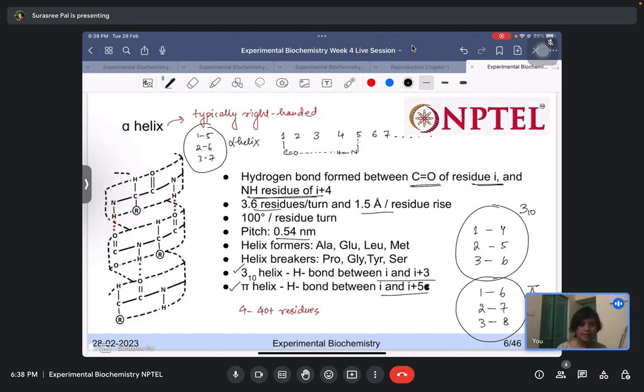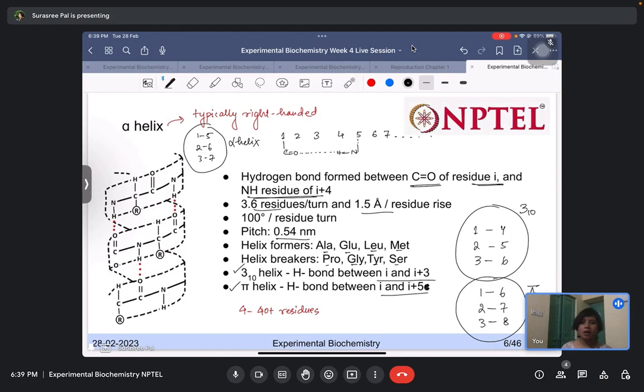There are several amino acids which either form the helix or break the helix. So what are these amino acids? Helix formers are alanine, glutamate, leucine, methionine. These are the amino acids which form the helix, whereas proline, glycine, tyrosine, serine are the amino acids which can break the helix. If there is a proline, there will not be the alpha helix. Suppose there are 10 amino acids forming the alpha helix, and then there is a proline. At this point the helix will break and will not continue any further. That is why they are called helix breakers, whereas the amino acids which facilitate the formation of a helix are helix formers, like alanine, glutamate, leucine, methionine.